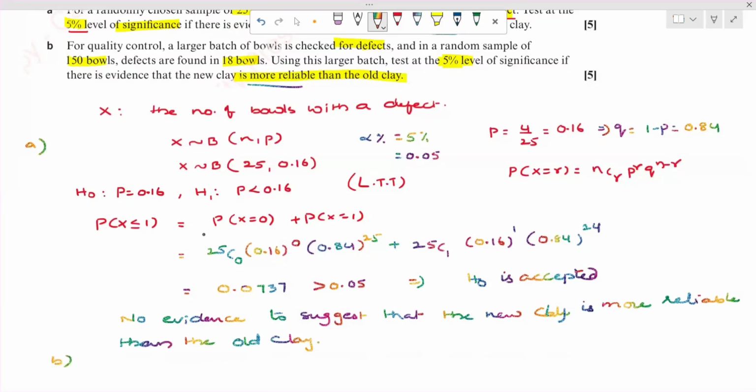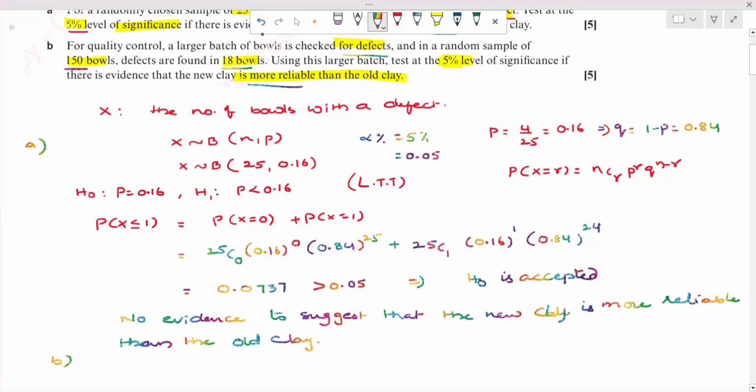It's saying that for quality control, the bowl is checked for defects, and in a random sample of 150 balls, n is equal to 150 balls. If n is more than 50, it means you should use a normal distribution. Defects are found in 18 of the 150 balls.